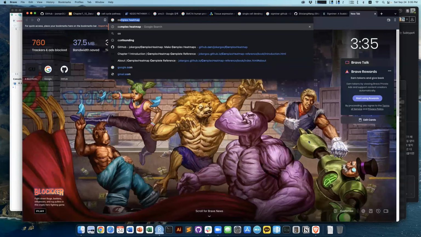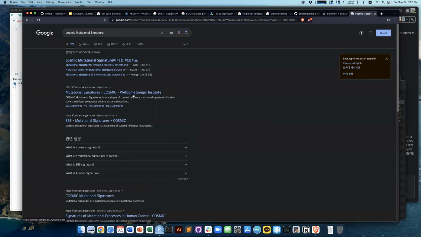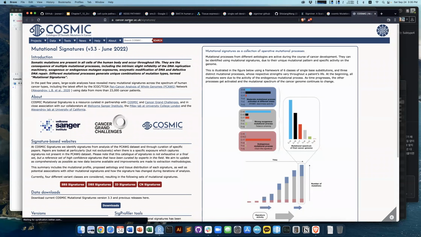So if you search COSMIC mutation signature, then it will lead to the web page of the Sanger Institute in the UK. You might have heard the institute name. This is the best institute in our field for genomic research.